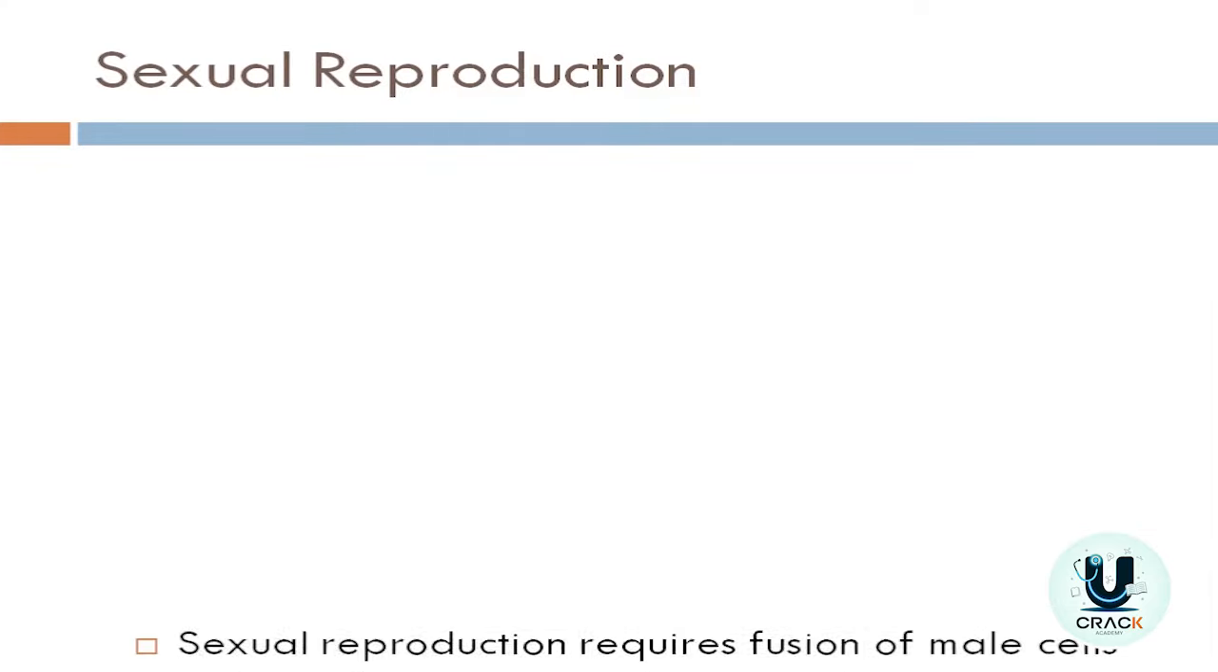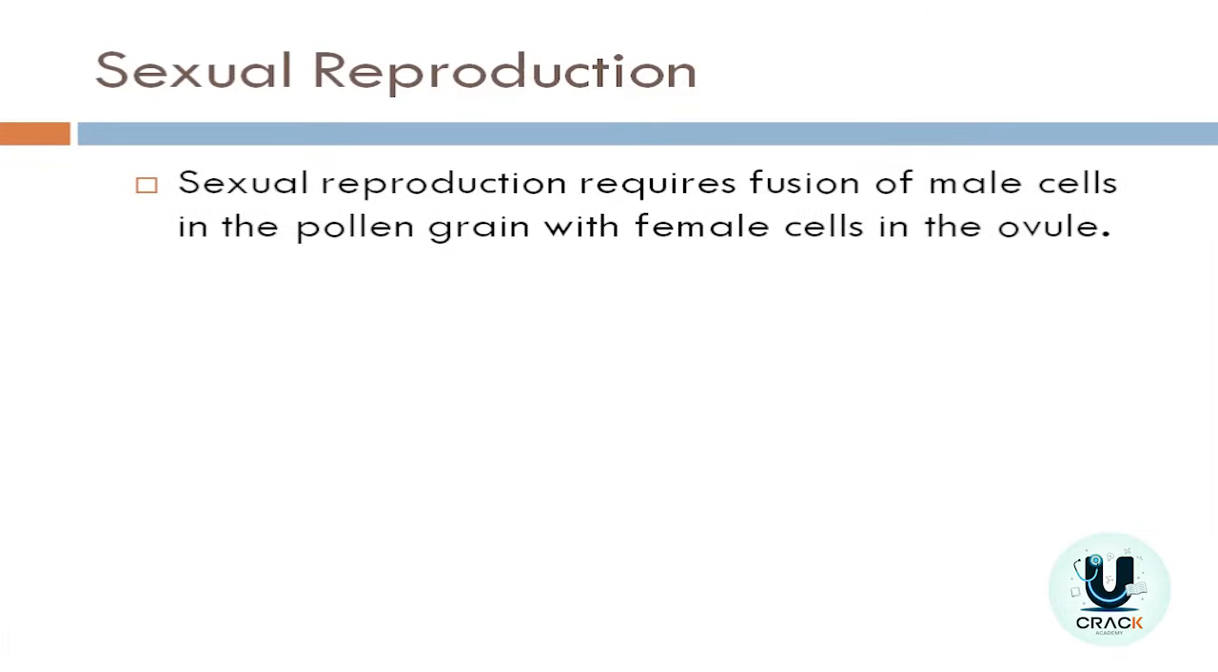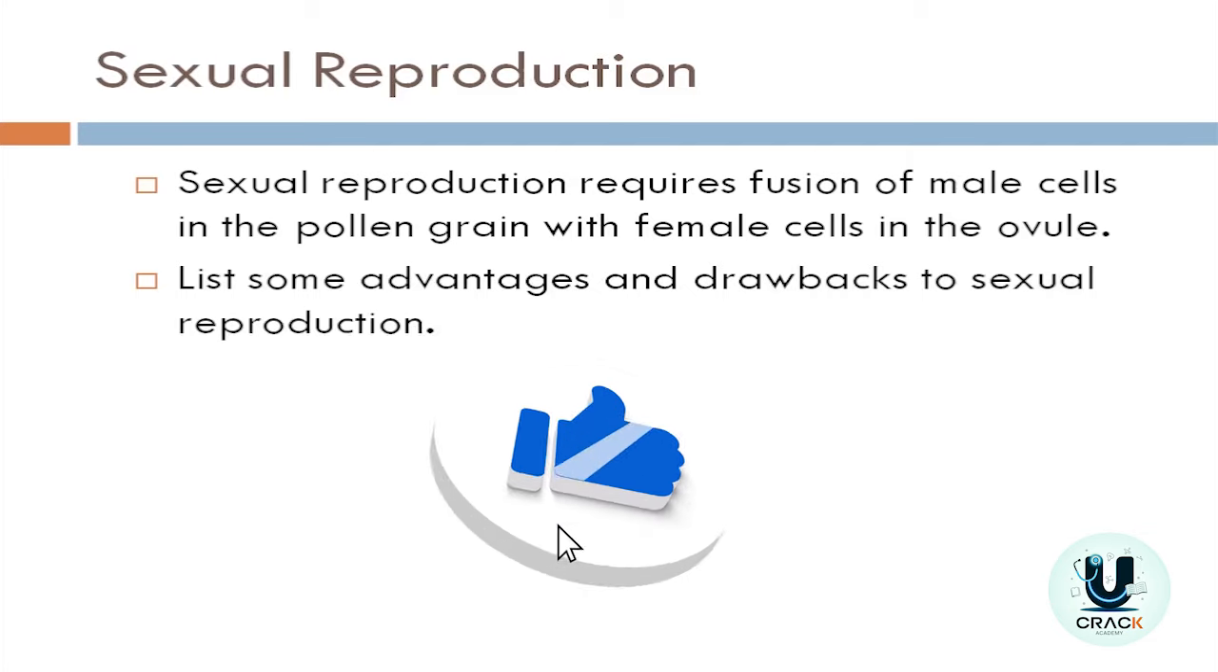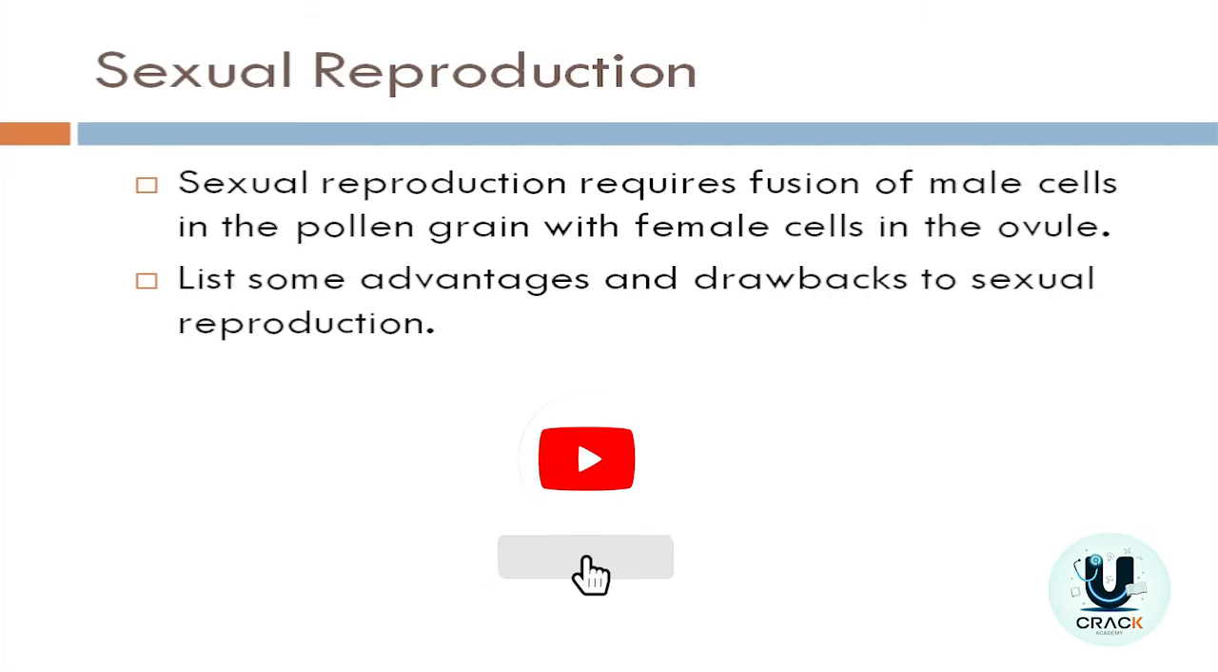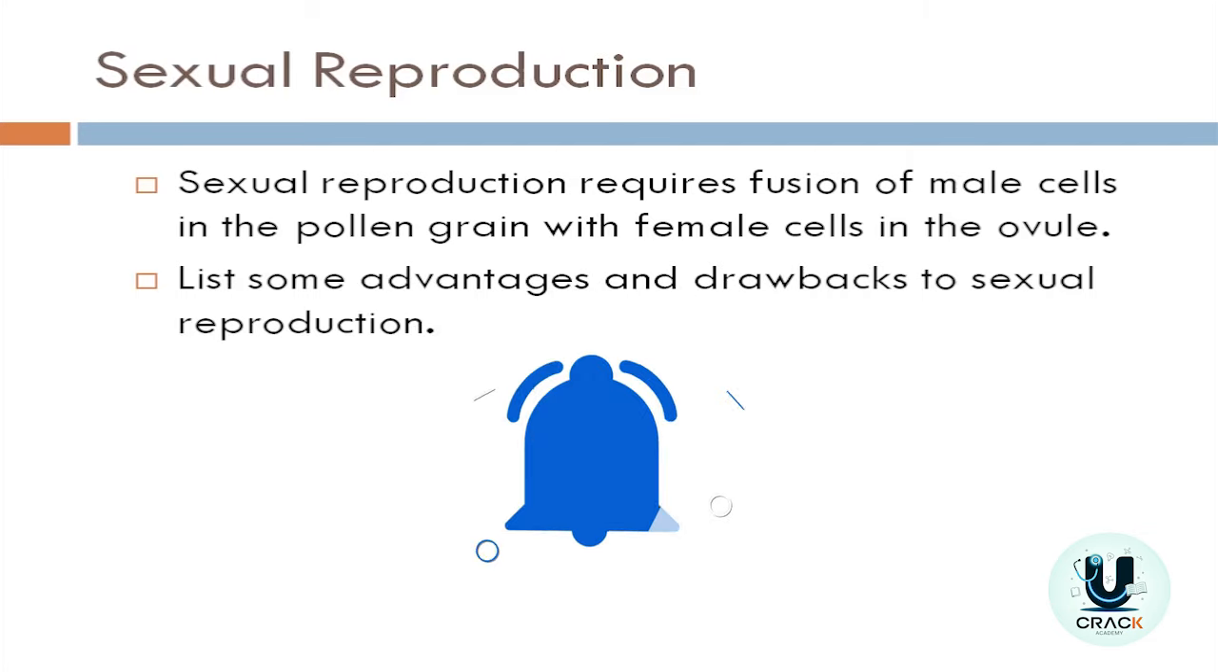Sexual reproduction requires fusion of male cells in the pollen grains with the female cells in the ovules. What is needed here? Male cells, pollen grains, and then ovules from the female cells. List some advantages and drawbacks of sexual reproduction.